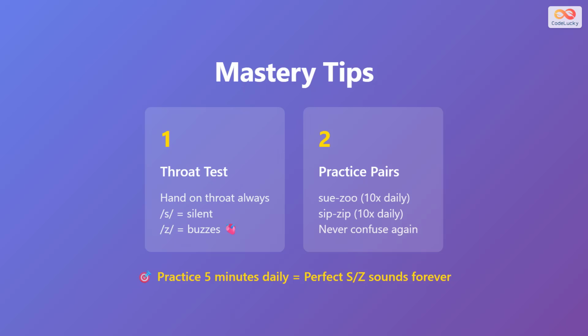Here is the most important message. Practice for 5 minutes daily, and you will achieve perfect S and Z sounds forever. The key is consistency, not intensity. Short, daily practice is far more effective than long practice sessions once a week.